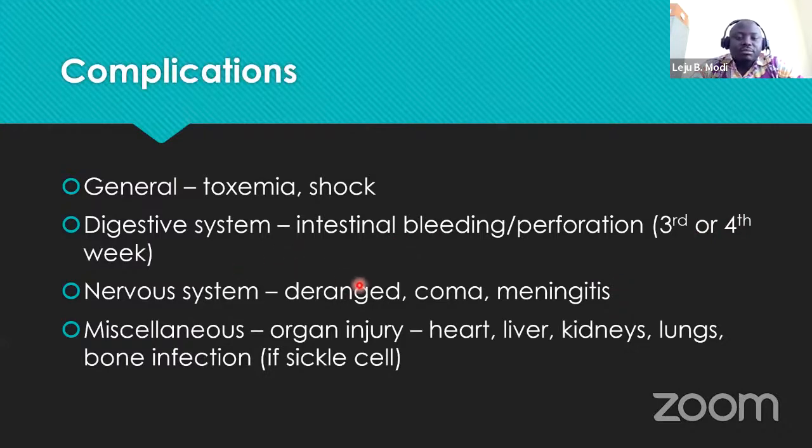In the nervous system, somebody can present with a deranged mental status. They may be in coma, or actually they may have meningitis. So when the infection has gone all the way into the brain and the coverings of the brain, they are inflamed and all that. Other miscellaneous complications could include organ injury that can go across many organs, and particularly in sickle cell patients, even bone infection or osteomyelitis may also result.